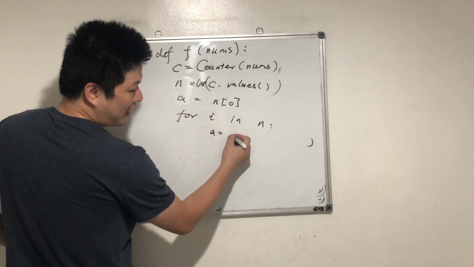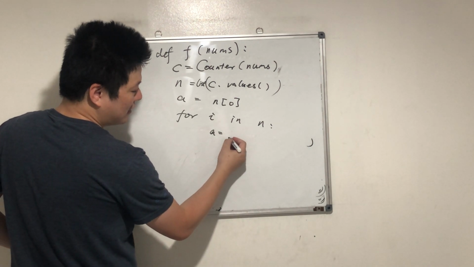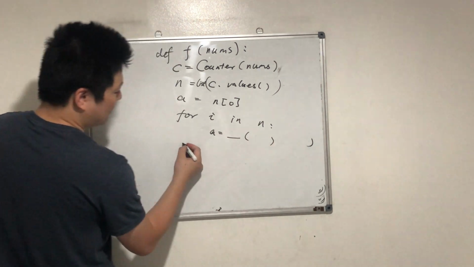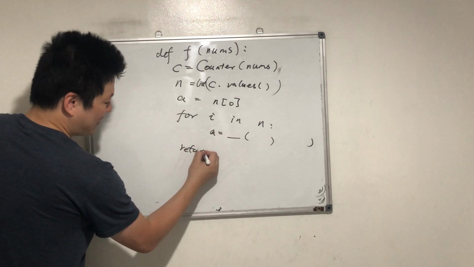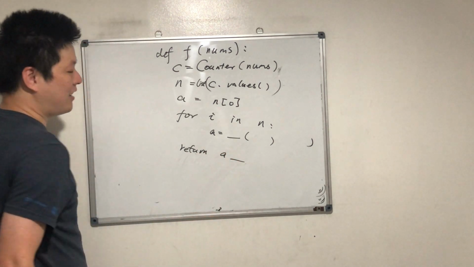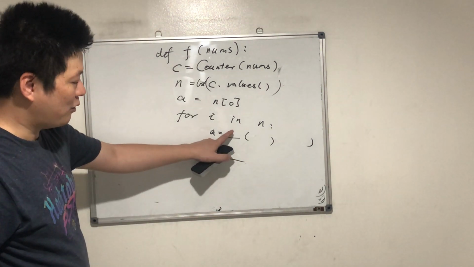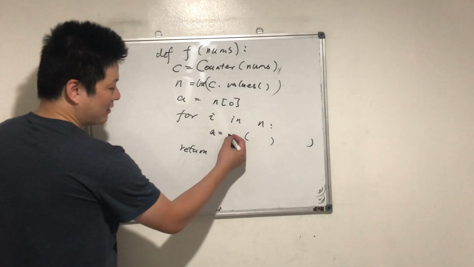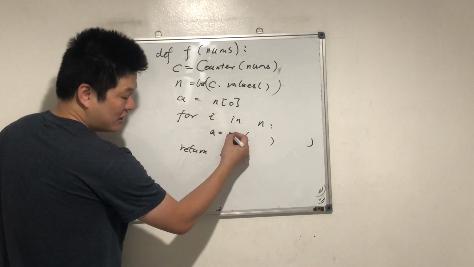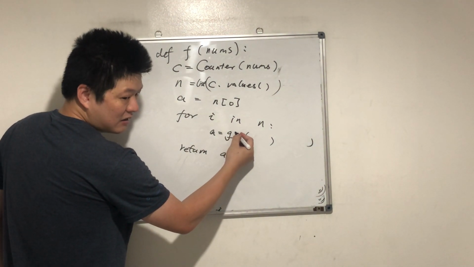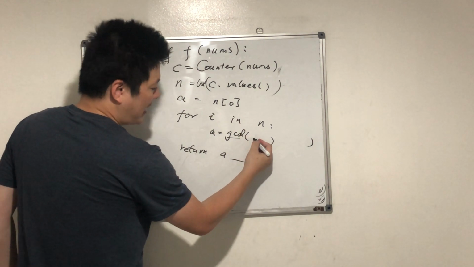A equals what? Can you tell me? A equals what? And return what? A what? Can you tell me? What are we doing here? What's the function? G. Greatest common divisor.